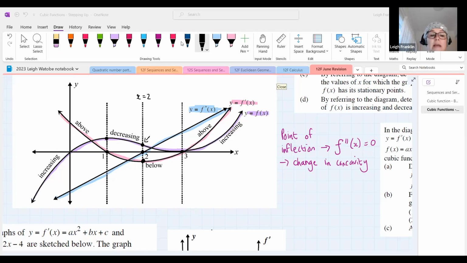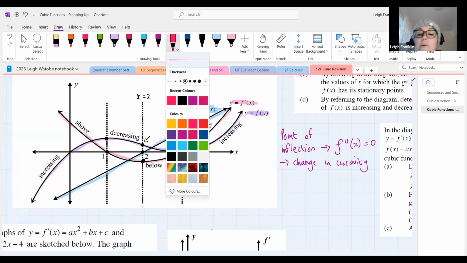Yes, sorry, you're quite right, Nhlanhla, the turning point. Okay, so the point of inflection on your original cubic function has the same x coordinate as the turning point on your parabola. Exactly. So not necessarily 0. If you have a look, this seems to be somewhere in the 4th quadrant. Okay, so the x coordinate at the point of inflection is the same x coordinate on your first derivative.